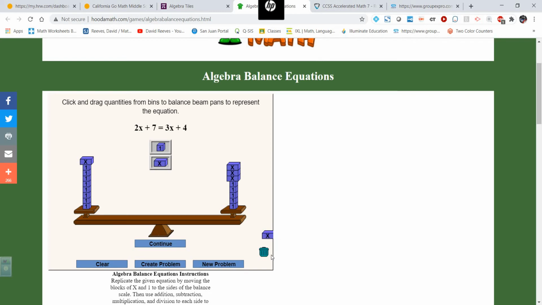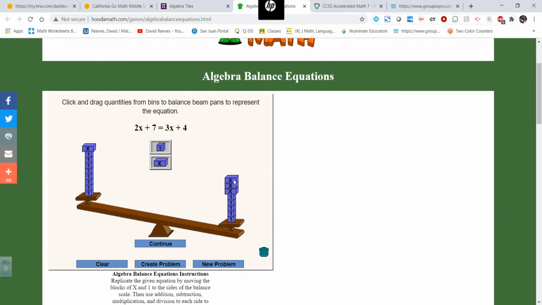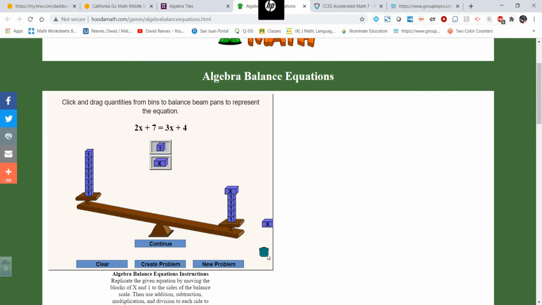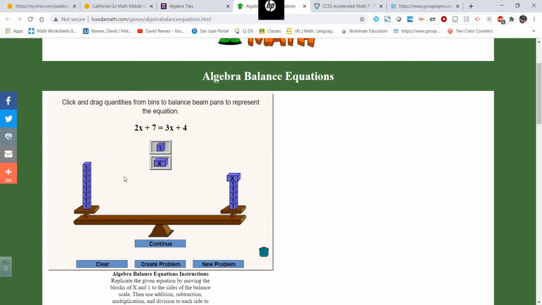So I'm going to take away 1x on this side, and then I'm going to take away 1x on this side. Then I'm going to take away 1x on this side, and then I'm going to take away 1x on this side. All right, you'll notice now there's no x's over here. So what did I start off with? I started off with 2x's and 3x's, and what did I do? I took away 2x's from each side.